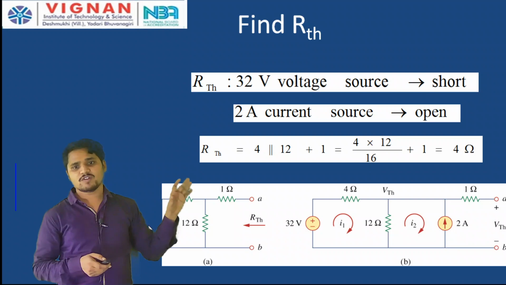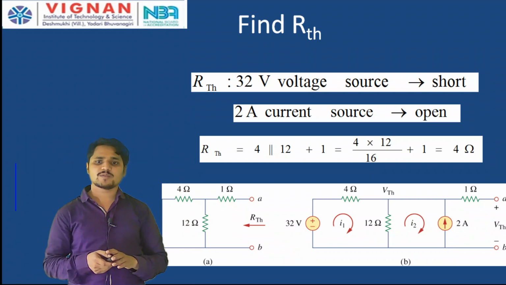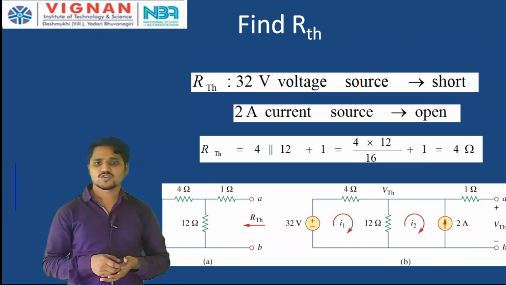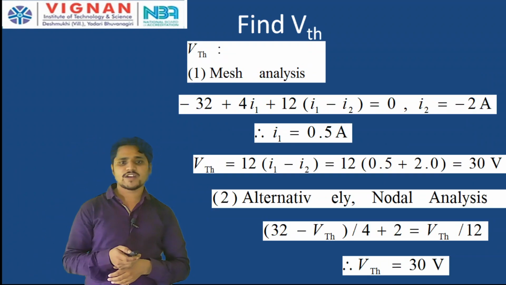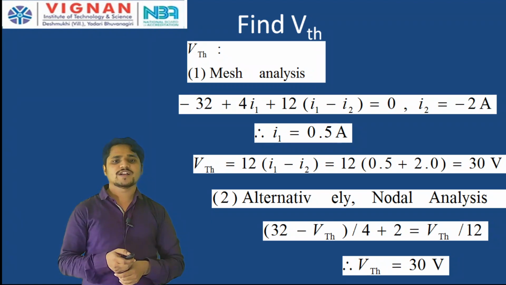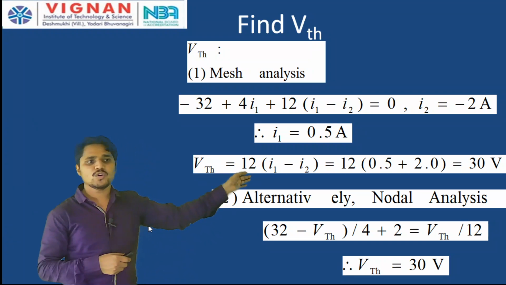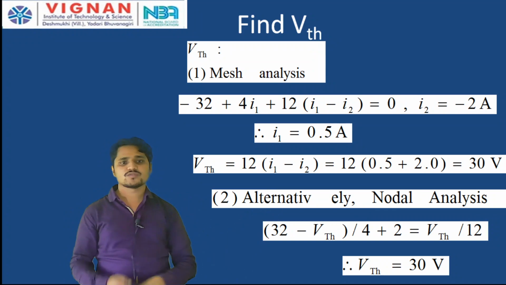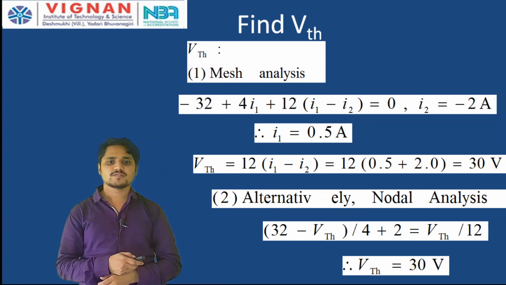Therefore, the same voltage will appear across the open circuit terminal, because with the circuit open, the current flowing through the 1 ohm resistor is 0. So we have to find the voltage across the 12 ohm resistor: 12 into (I1 minus I2), where I1 is entering and I2 is leaving. Therefore, 12 into (0.5 plus 2.0) equals 30 volts. So Thevenin's voltage is 30 volts.